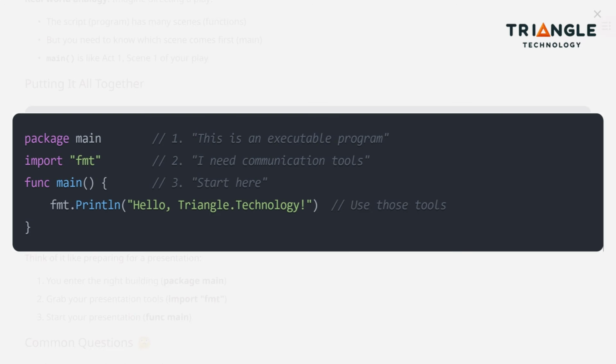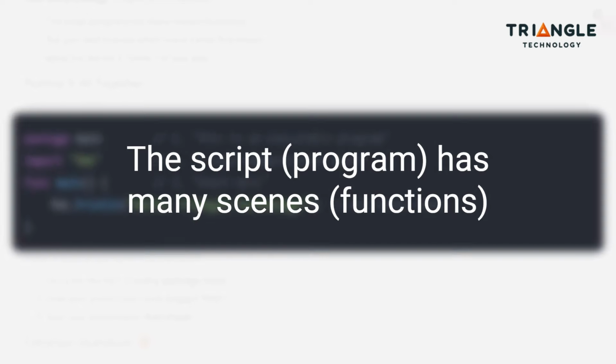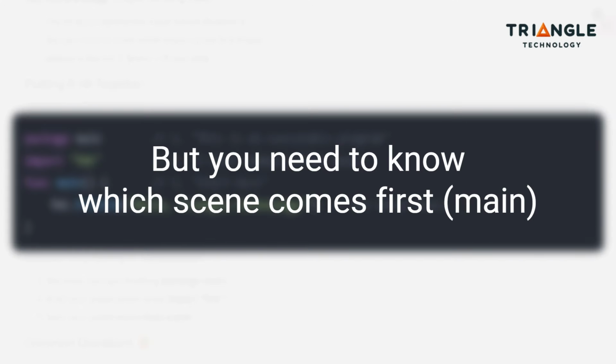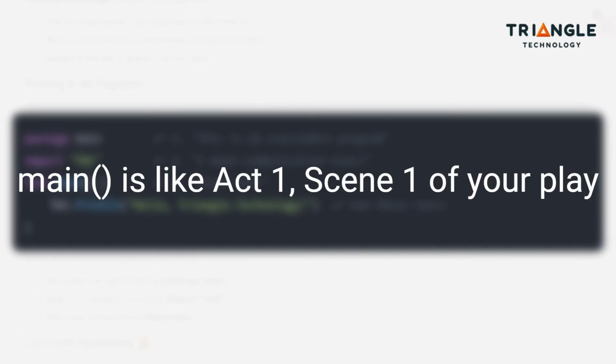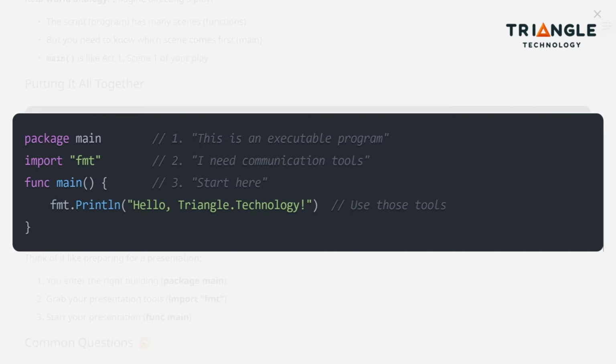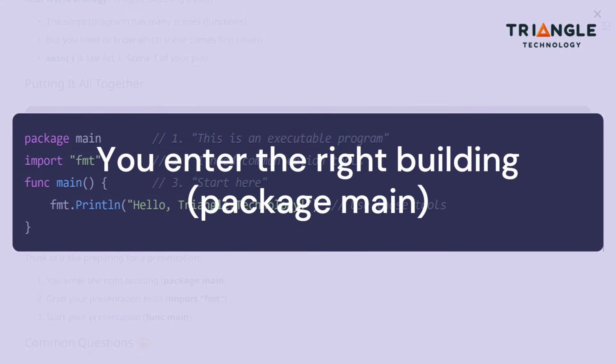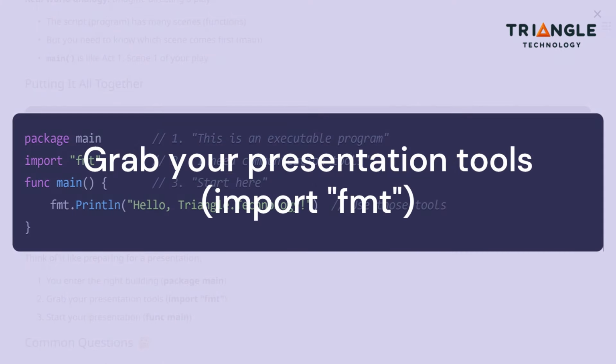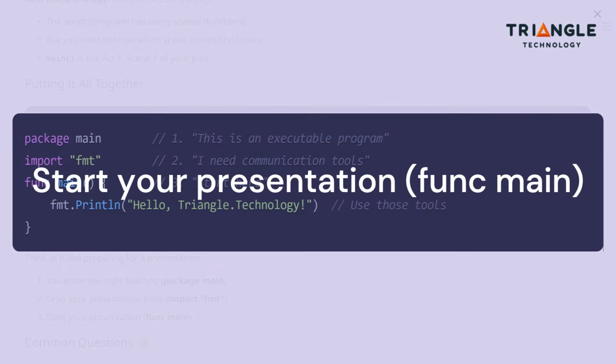Real-world analogy. Imagine directing a play. The script, your program, has many scenes, functions, but you need to know which scene comes first, main. main is like Act 1, Scene 1 of your play. Putting it all together, think of it like preparing for a presentation. You enter the right building, package main, grab your presentation tools, import fmt, start your presentation, func main.